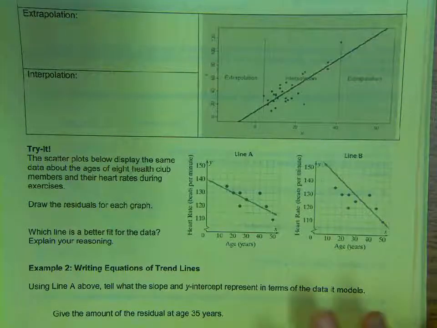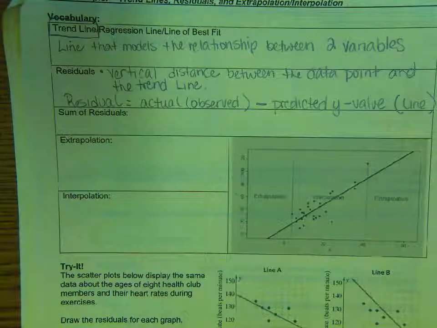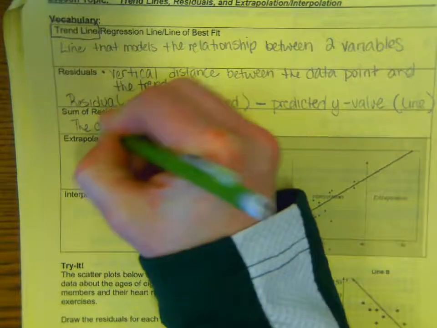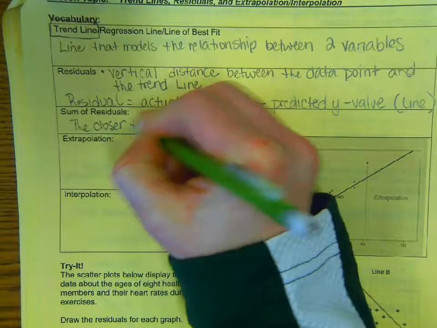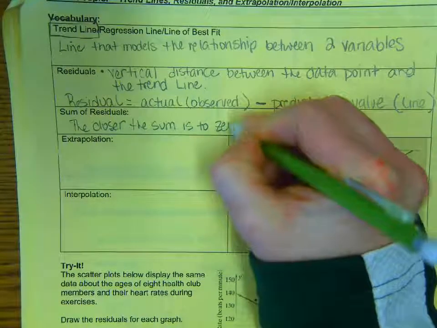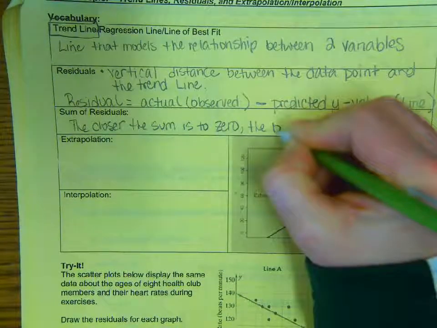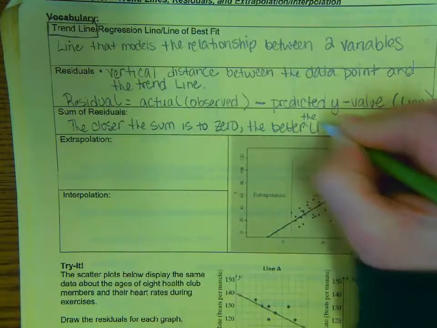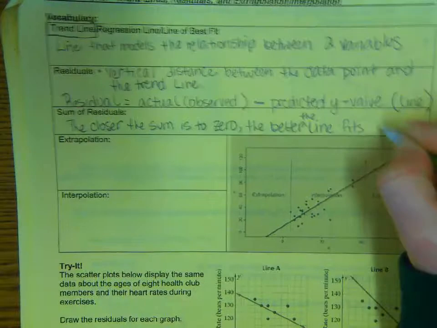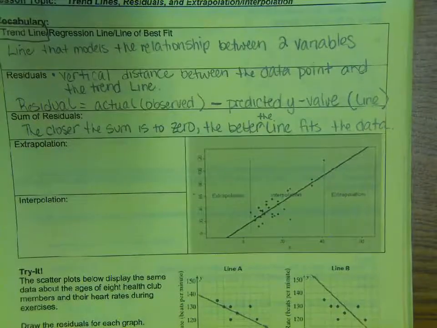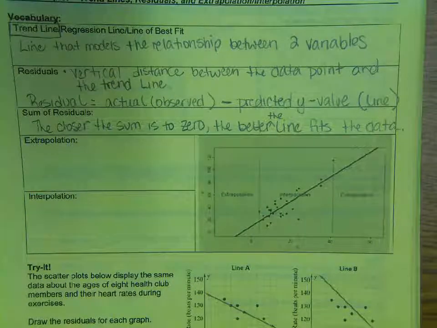So if we want to tell which line is better, if I'm comparing two lines, you could find the sum of the residuals. The closer the sum is to 0, the better the line fits the data. The closer the sum of the residuals is to 0, the better the line fits the data.